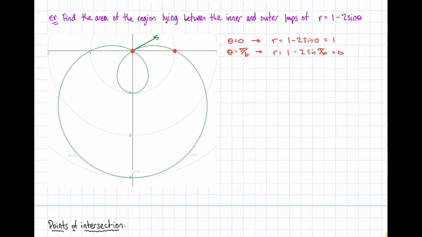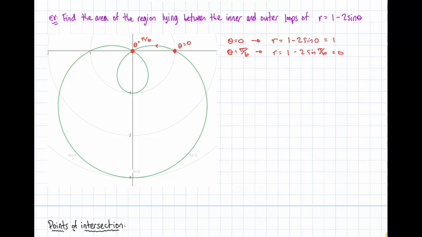So let's jot those down so we can keep track of them. This is theta equals 0. This here, the first time it happens, is theta equals pi over 6. That's the first time it happens. Great. So now we know that it goes kind of in this direction.